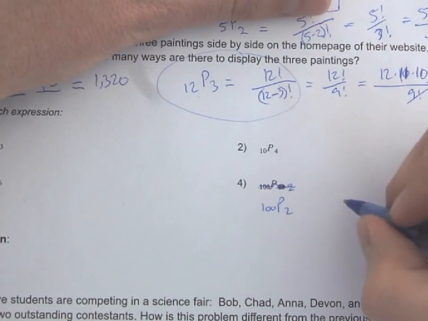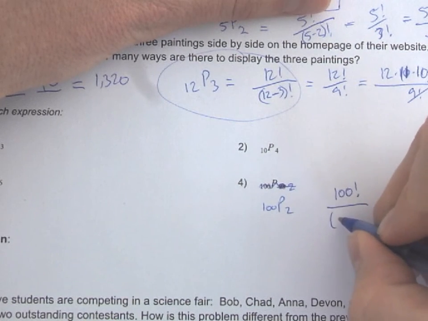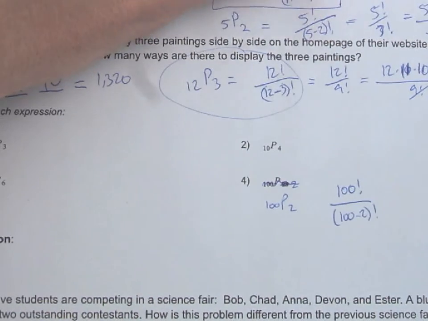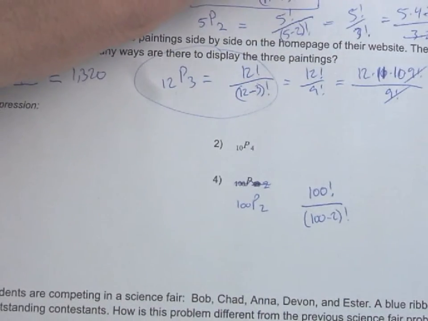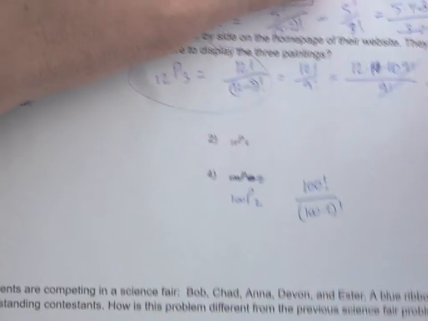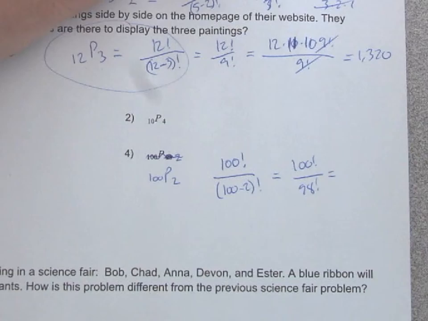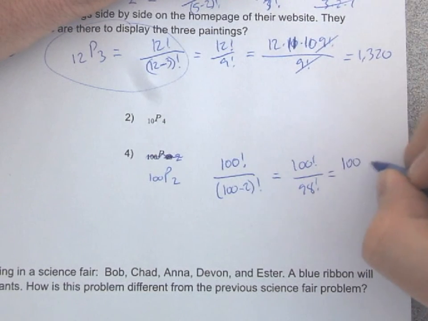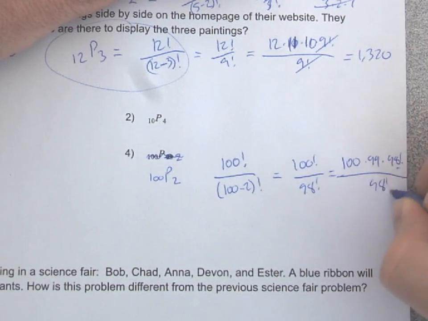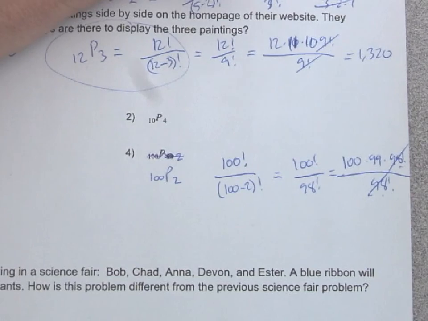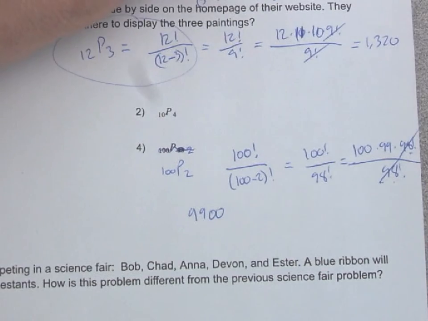So 100P2 is like you have 100 things to choose from, but you're not going to choose 98 of them. I need to choose 2 things of 100, so I have to cut off my list. I go 100 and then 99, and then that's it. So this is 100 factorial over 98 factorial. That looks kind of scary, but we've done this before. This is 100 times 99, and then the rest of them, which is 98 factorial. So these cancel, and I just have 100 times 99, which is 9,900.